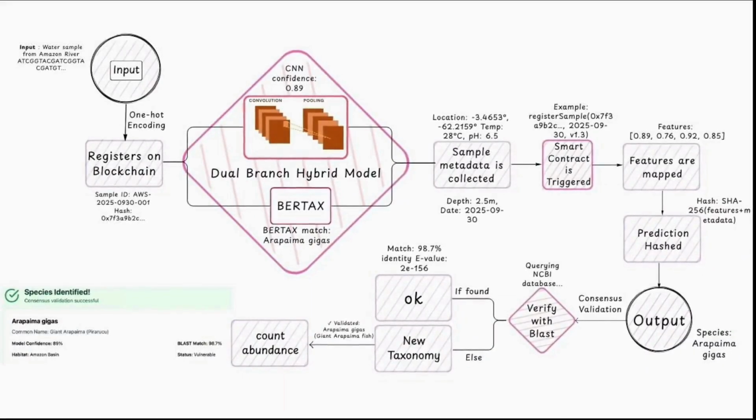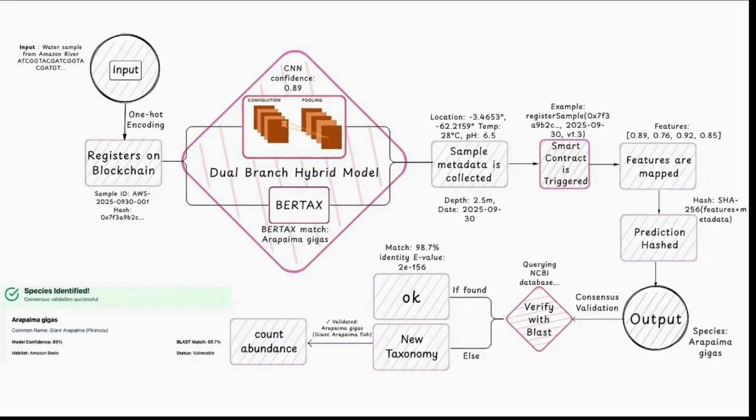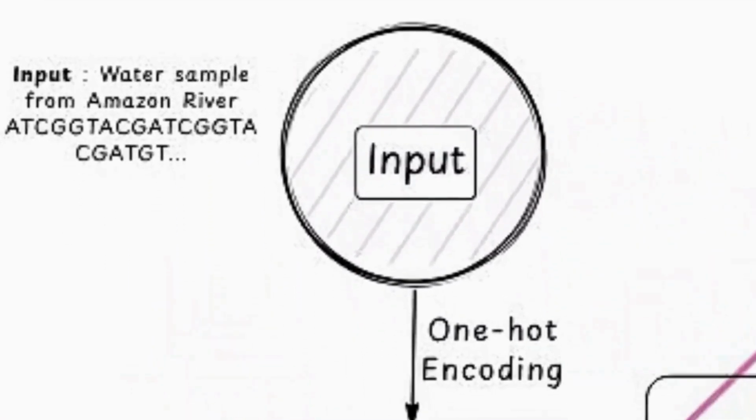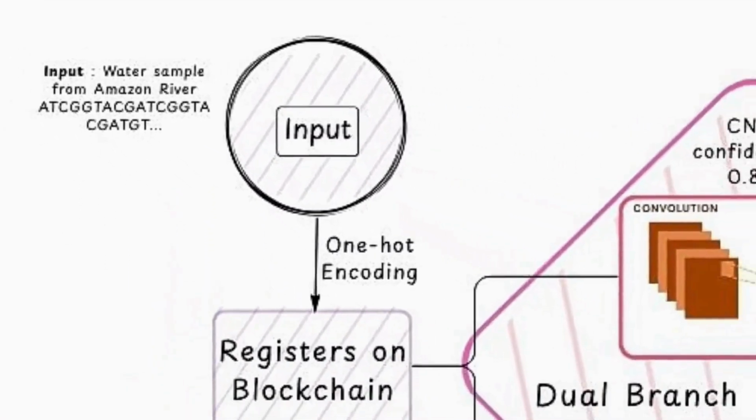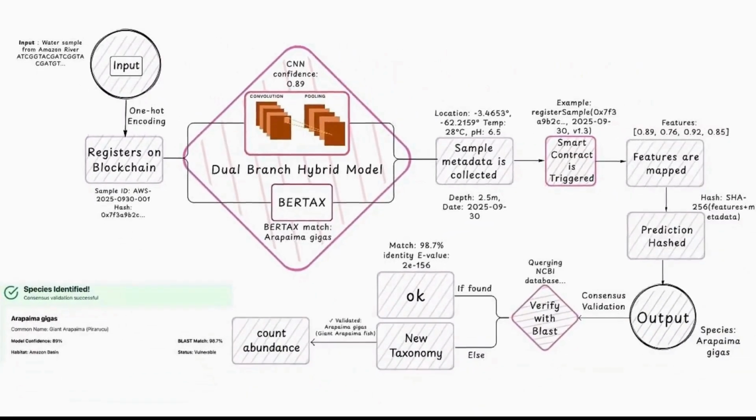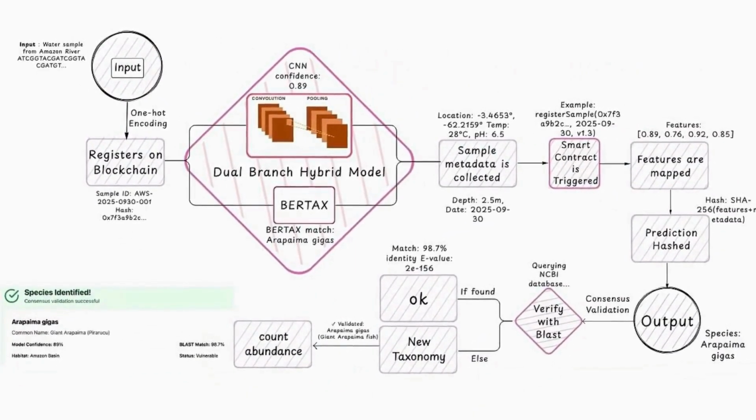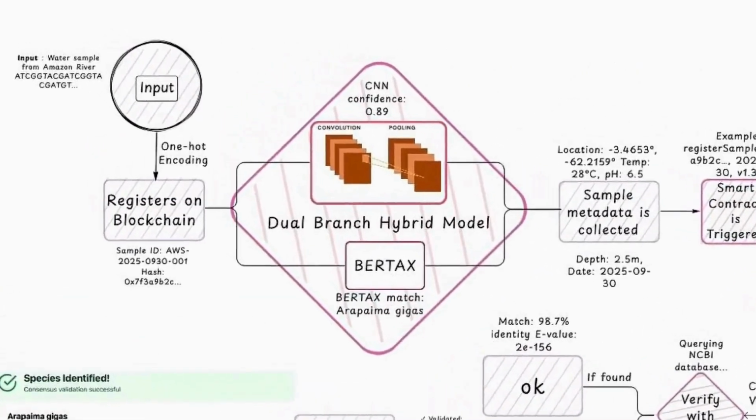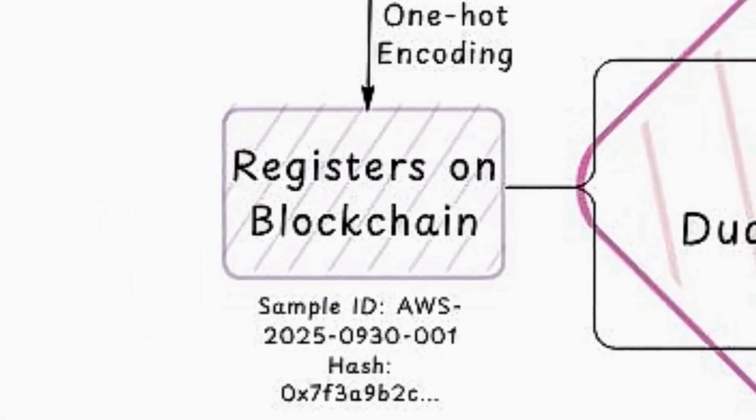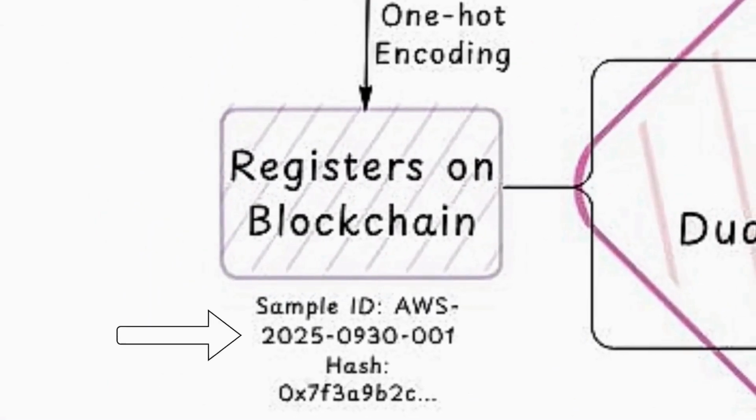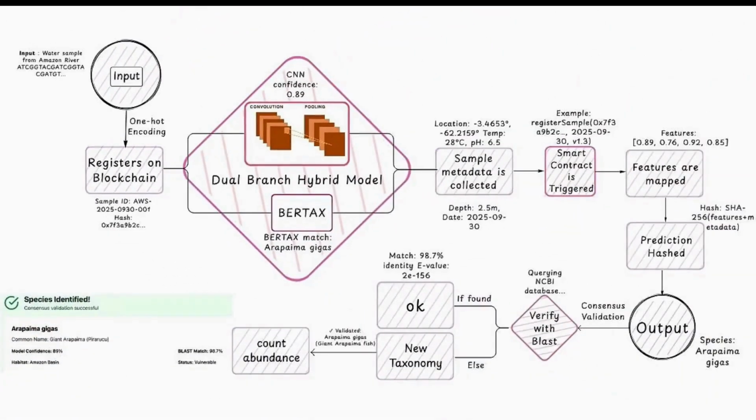When I click Start Analysis, here's what happens behind the scenes. First, using one hot encoding, each nucleotide, that is A, T, G, C, is encoded as a binary vector. This transforms the raw DNA string into a mathematical matrix ready for analysis. The first step is blockchain registration. The sample is registered on the blockchain with a unique ID and timestamp. This creates an immutable record.